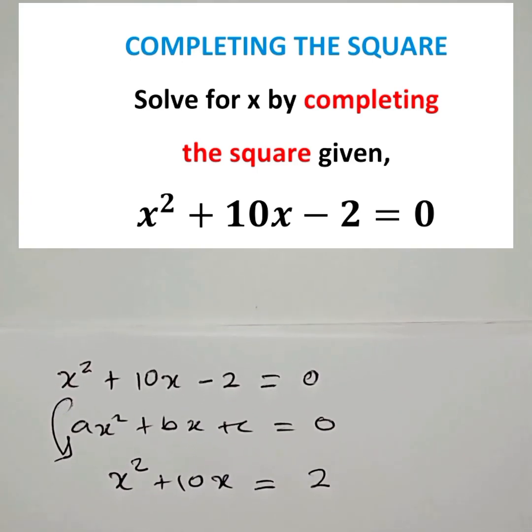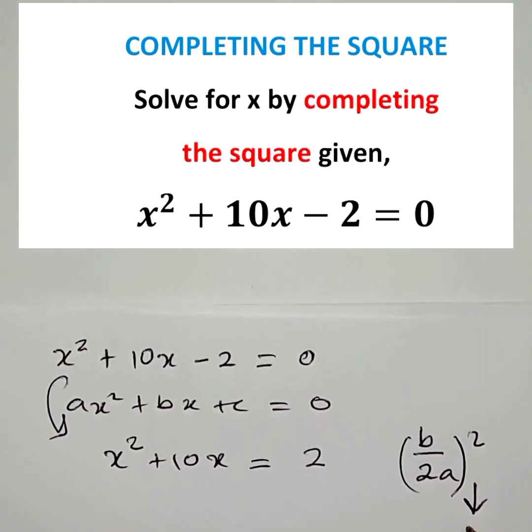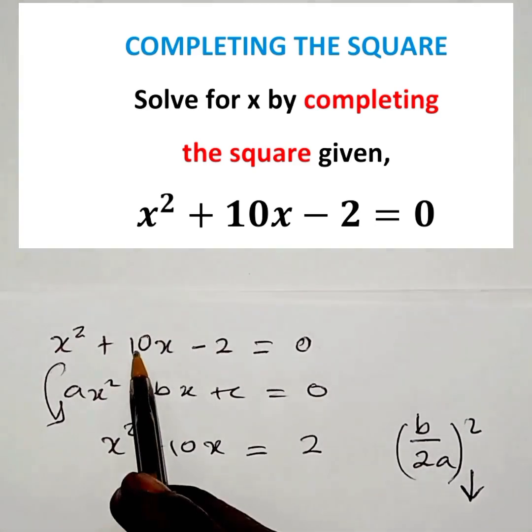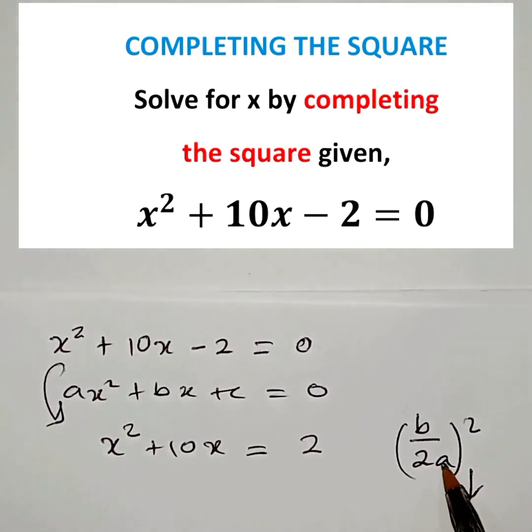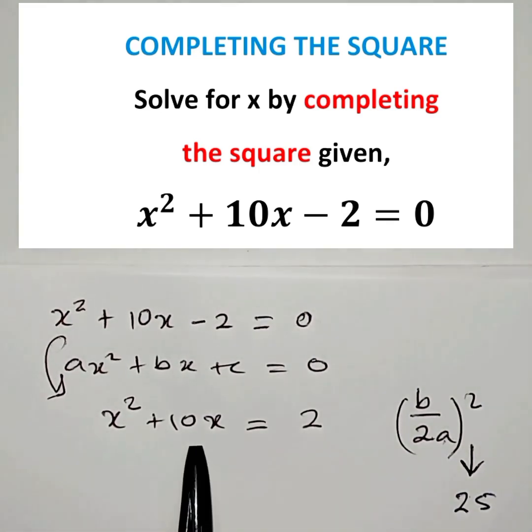Now we need to consider b. We will say (b over 2a) squared. Now we're looking for that. We are going to say this is equal to, that's 10. A is 1, so it's 10 divided by 2. So we get 5, and that will be 5 squared. Then we get 25.